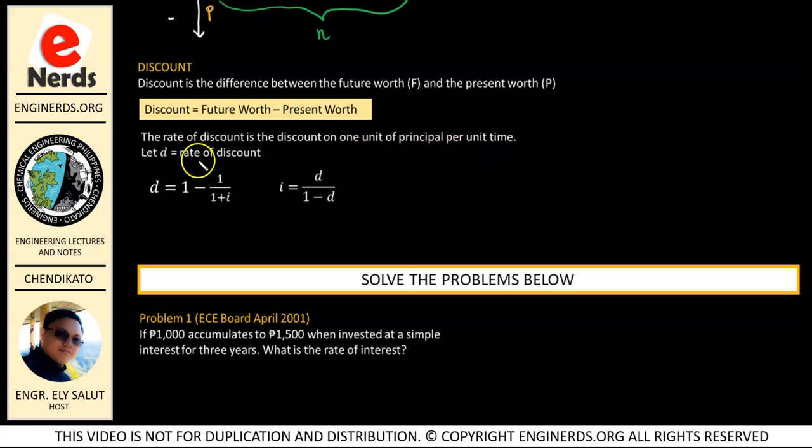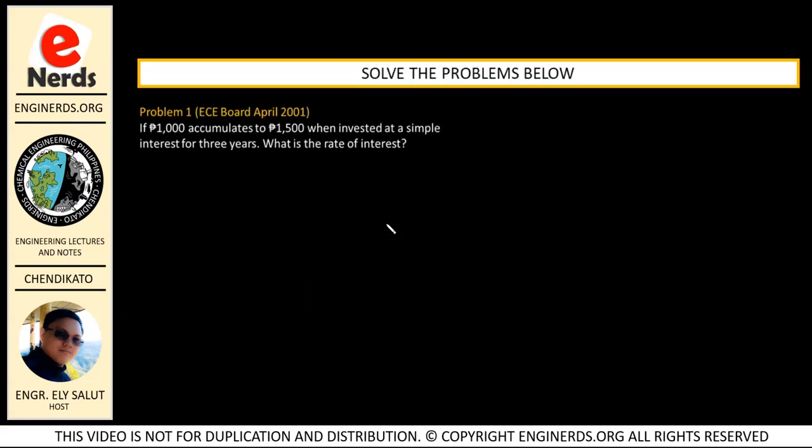So, the rate of discount is the discount on 1 unit of principal per unit time. So, let D is the rate of discount. So, ito yung D, which is our rate of discount. This is equal to 1 minus 1 over 1 plus the interest rate. So, if you have a discount, you can get the interest rate by D over 1 minus D. So, gagamitin din natin yan later on sa pagsosolve natin ng mga problems. But for now, para maintindihan na natin kung paano siya ginagamit, let us try to solve problems.